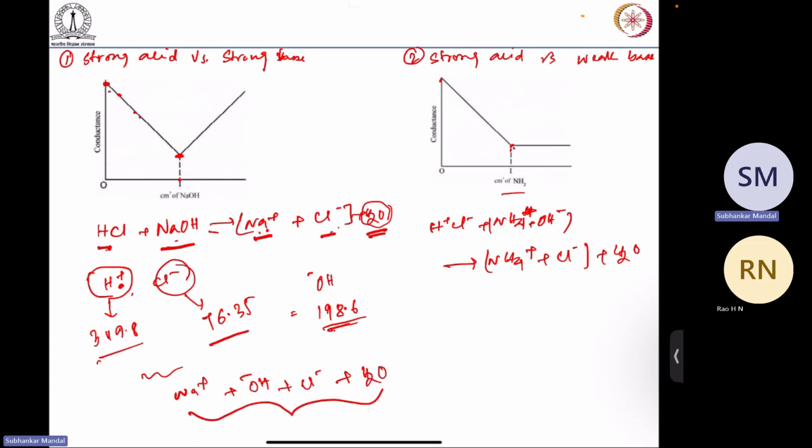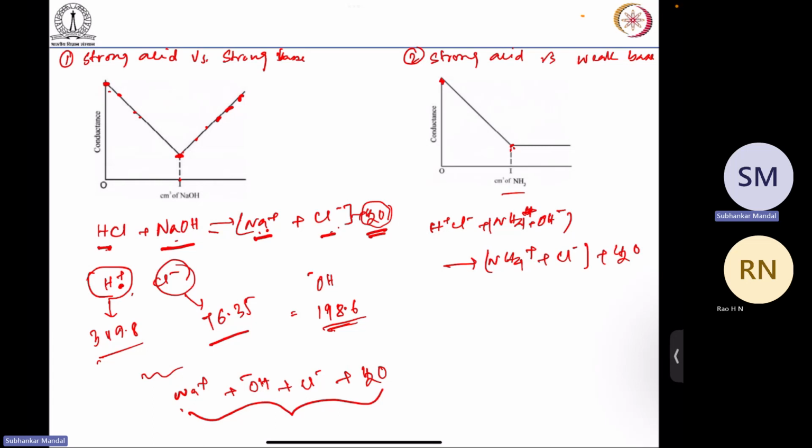So as this conducting Na plus and OH minus concentration is increasing, for this again it is linearly increasing. So it is clear. Now in the case of a weak electrolyte, as Mr. Rao has told, you have NH4OH, so H plus and Cl minus is there. So as the initial state, H plus and Cl minus is there, the conductivity is high.